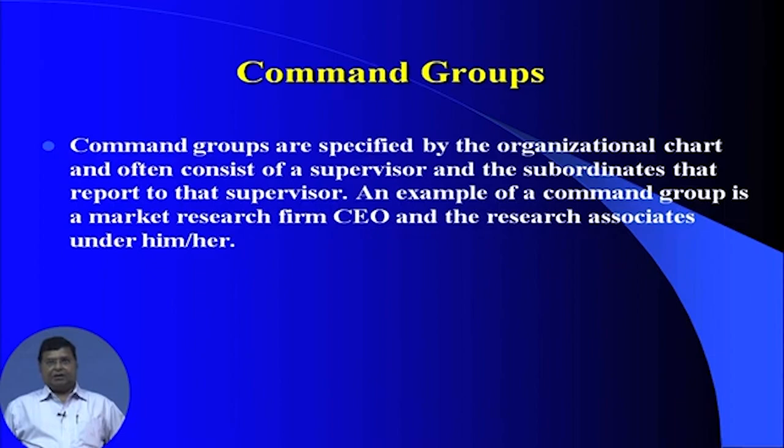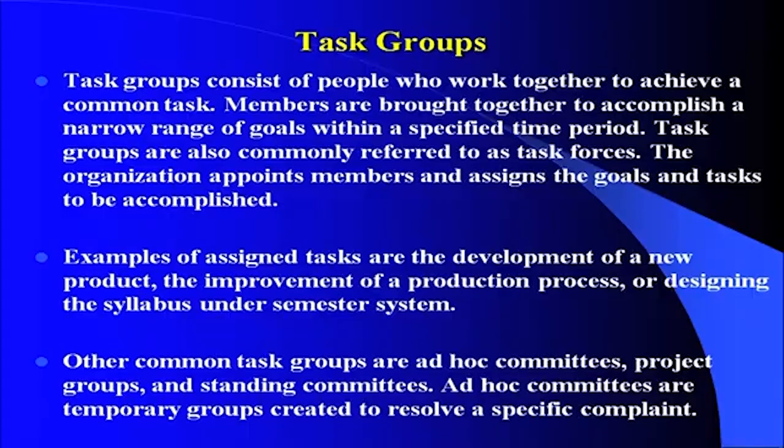An example of a command group is a market research firm, with the CEO and the research associates under him or her. So, this is called the command group, meaning they have been given a certain type of task to be performed, and there is a person responsible for that, and he or she has associates and they are supposed to perform. So, this is called command group. The other one is called task group.